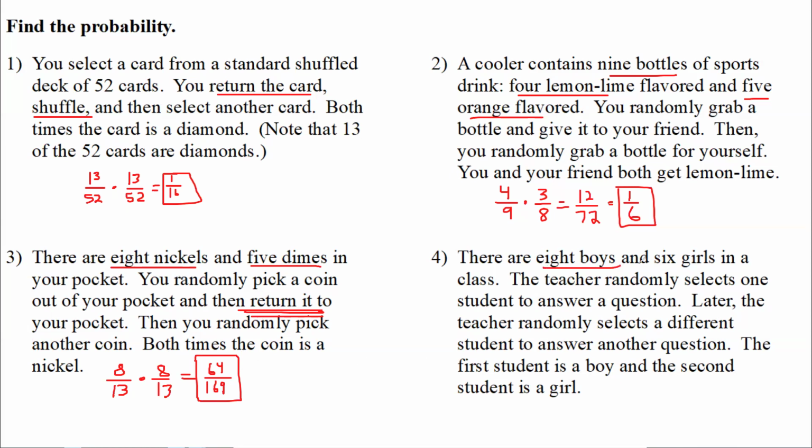Okay, there are 8 boys and 6 girls in a class. That's 14 total. The teacher randomly selects one student to answer. Later, the teacher randomly selects a different student to answer another question. The first student is a boy. The second student is a girl. So the probability of getting a boy is 8 out of 14.